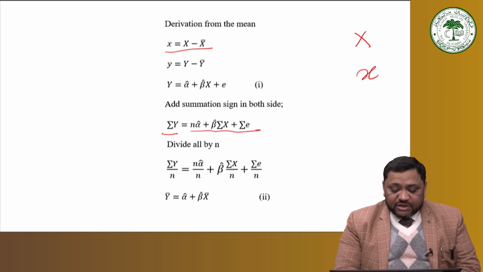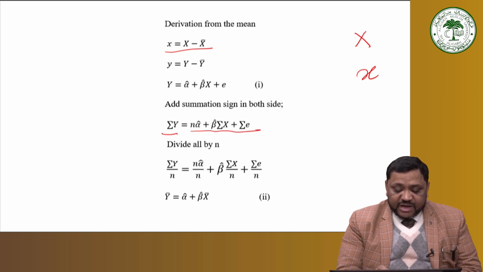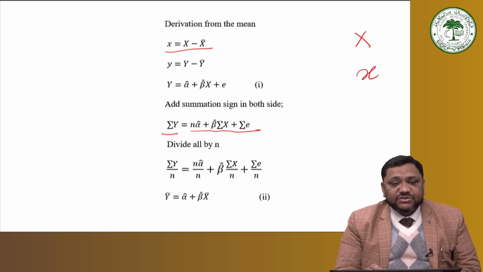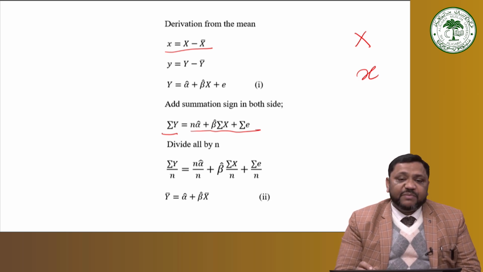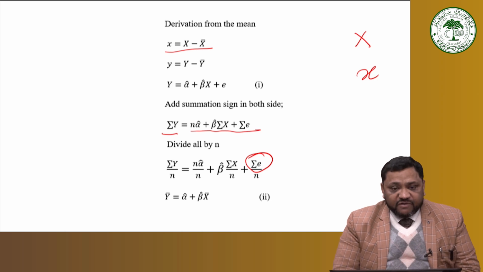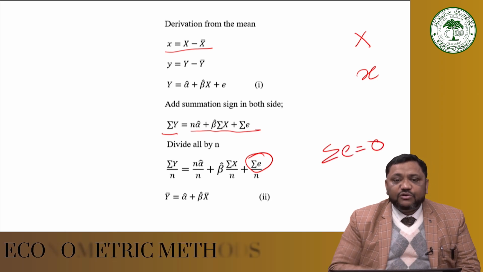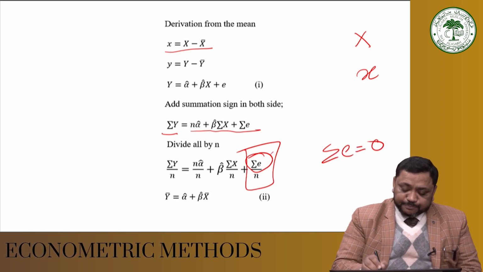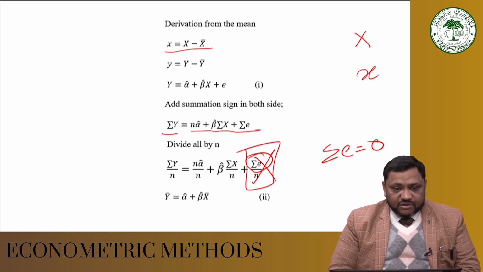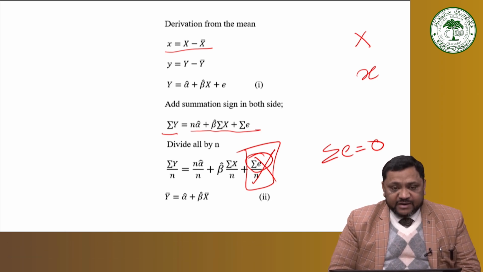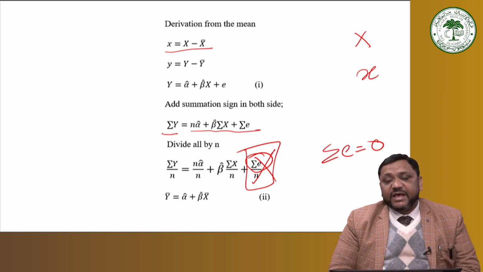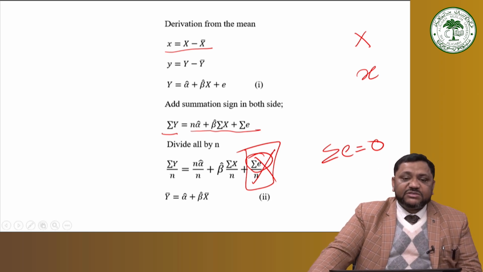Next we divide all the terms by n. When we divide all the terms by n, we have summation y by n is equal to n alpha hat divided by n plus beta hat summation x by n plus summation e by n. Now summation e, as we have seen in our last class, is equal to 0. So this entire term goes away. So what we are left with, summation y by n is nothing but y bar, is equal to alpha hat, n and n cancels out, plus beta hat summation x by n is nothing but x bar. So we have y bar is equal to alpha hat plus beta hat x bar.